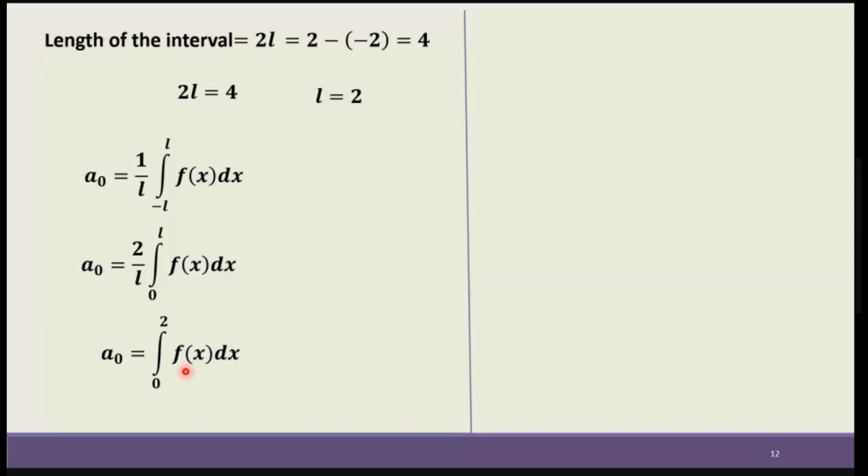कौन सा फंक्शन लेना है हमको, 1 प्लस एक्स है या 1 माइनस एक्स है? 1 माइनस एक्स लेना है, because in 0 to 1 the function defined is 1 minus x and in 1 to 2 the function defined is 0. So writing 0 to 2 as 0 to 1 plus 1 to 2, in 1 to 2 the function defined is 0 and in 0 to 1 the function defined is 1 minus x.